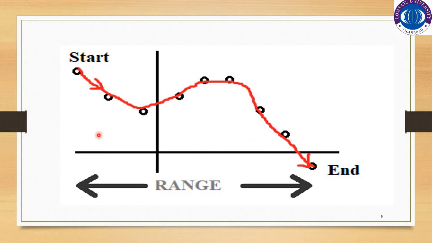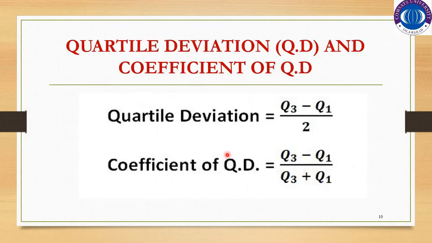So this is basically the range. This start means this is the lowest value, and this end means this is the highest value, and this is the total as you are subtracting the lowest value from the highest value. So this is the range of the data.